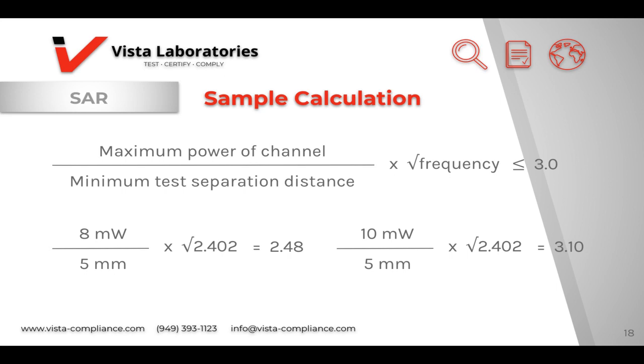So this is obviously a simplified example, and it's not accounting for any different tune-up tolerances or any different frequencies, but this example just shows that small variations in the dB can change the output power greatly and can affect the SAR calculation.